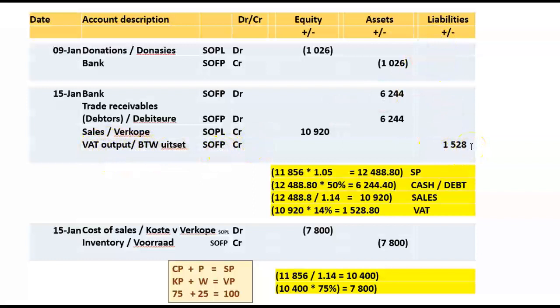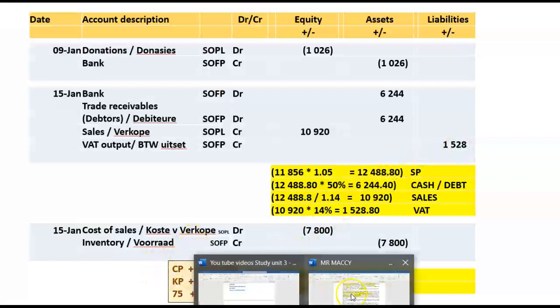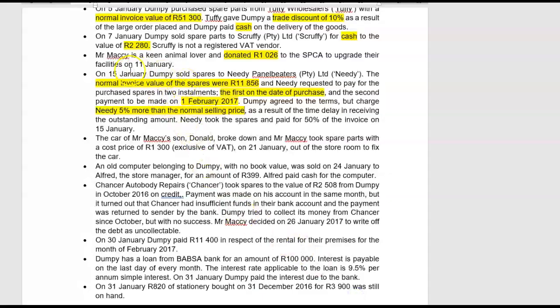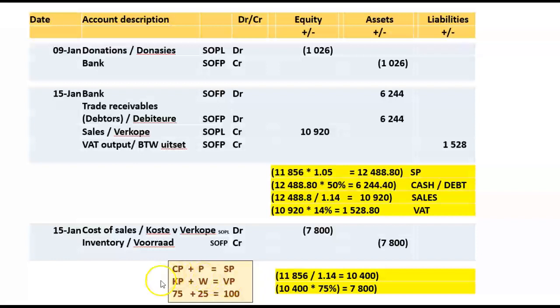Now we have to adjust our inventory record. And what is very important is that you realize that when we're going to work out the cost price of goods sold, we have to work on the normal selling price. So the normal invoice value was 11,856. We can only apply our profit formula if it is normal prices. This is our normal markup percentage. So therefore, the normal selling price inclusive of VAT was 11,856.